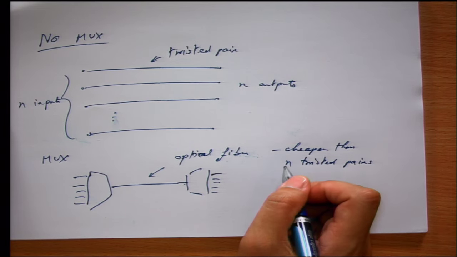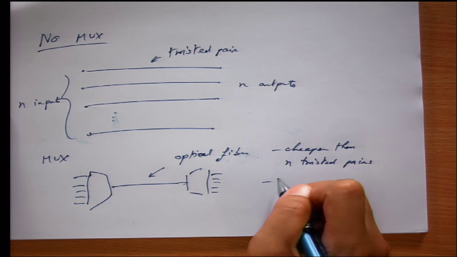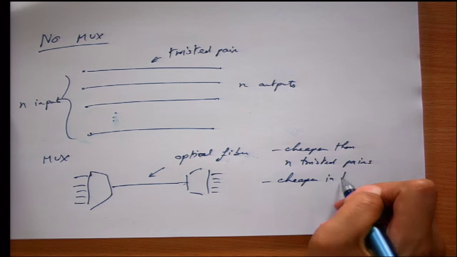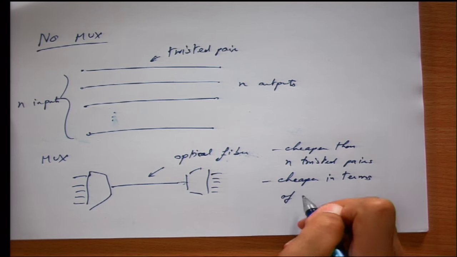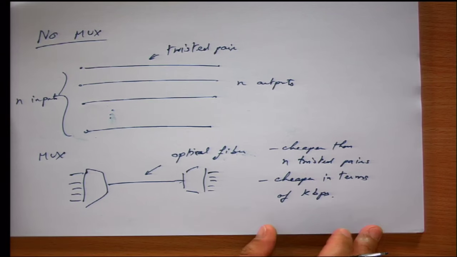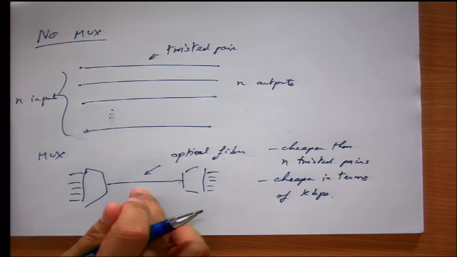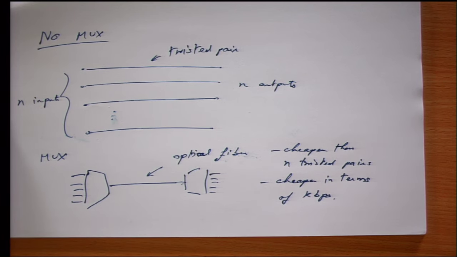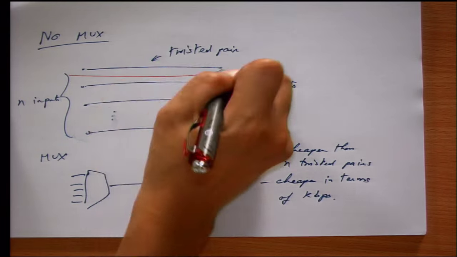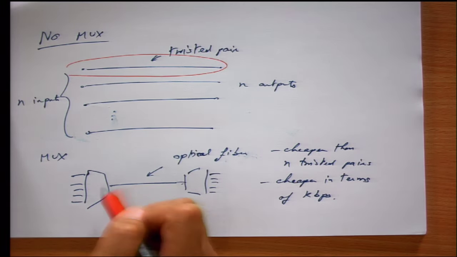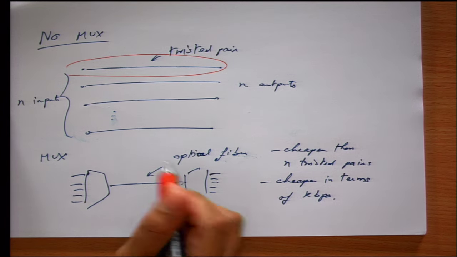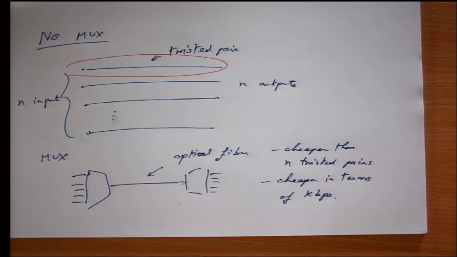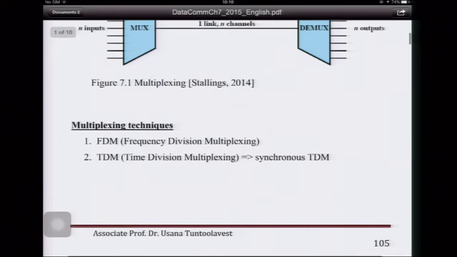If n is large, using optical fiber is cheaper per one kilobit per second than sending twisted pair in this case. But if you have only one user and you can send by twisted pair, then you should not use optical fiber, because optical fiber will be too expensive if you want to send a very low data rate. So that is the difference between using a multiplexer and no multiplexer.